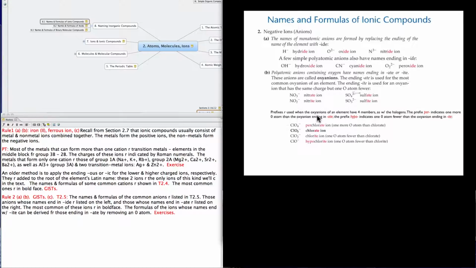And prefixes are used when the oxyanions of an element have 4 members, as with the halogens. The prefix per indicates one more oxygen atom than the oxyanion ending in "ate."